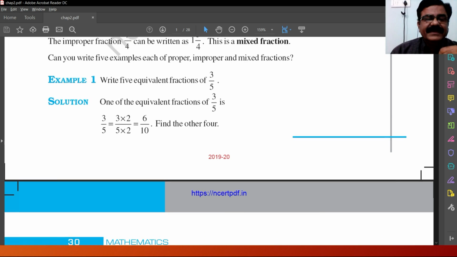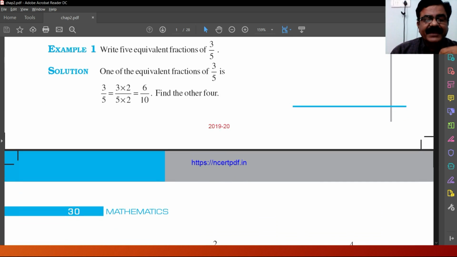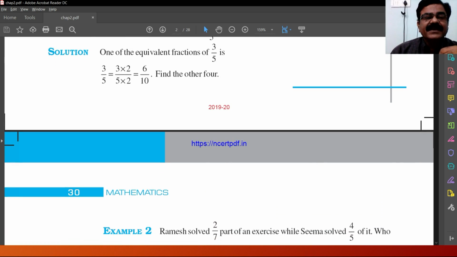The next fraction can be obtained by multiplying by 3 the numerator and denominator of 3 by 5. Again, other fractions can be obtained by multiplying by 4 in its numerator and denominator, and so on. We can obtain several fractions. These are called equivalent fractions.